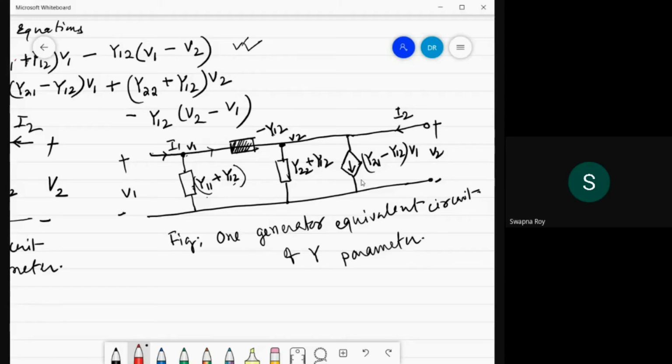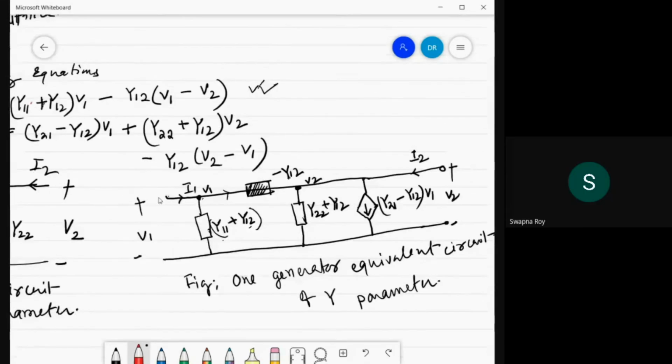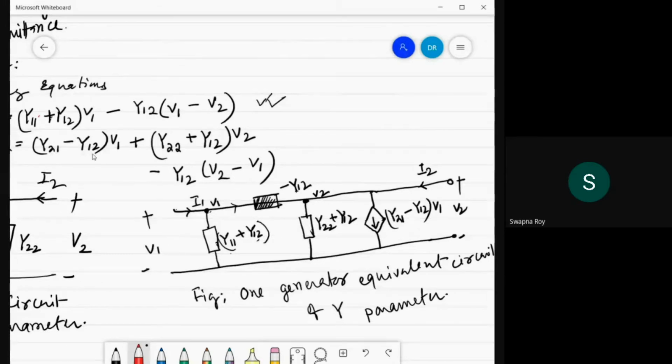You got my point? Yes ma'am, that's why you removed the extra Y12 V2. Look, this Y21 minus Y12 into V1, this is one current, right? This is another current, Y22 plus Y12 into V2. This is another current, minus Y12 into V2 minus V1.